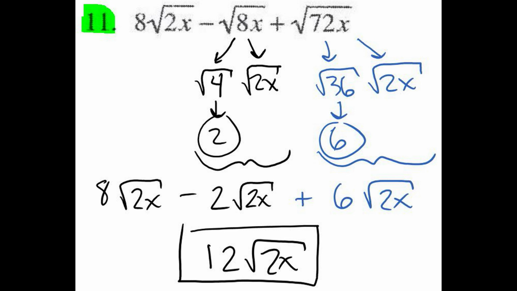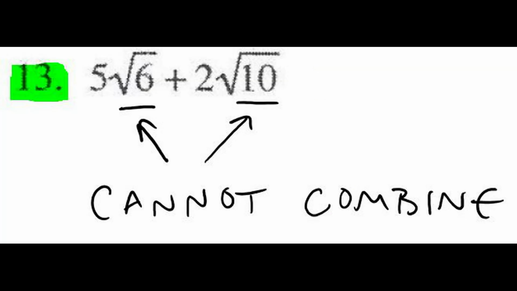Okay, let's look at 13 real quick. 13, you have 5 times the square root of 6. Well, square root of 6 doesn't have any perfect squares in it. We can't divide 6 by a 4, so there's really nothing you can do there. So we leave that one alone. It's the same thing with the root 10. Square root of 10, you can break up into square root of 5, square root of 2. Neither of those are a perfect square, so you can't really reduce that at all.